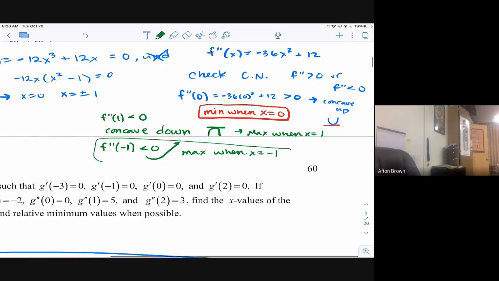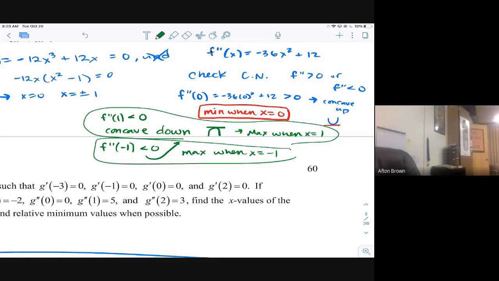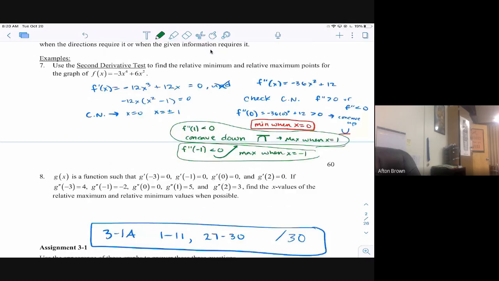Okay, that is called the second derivative test. So it's how you could use the second derivative to determine max and min. I want to remind you though, we now have 2 methods. Most of the time I would not do this unless it's implicit differentiation.